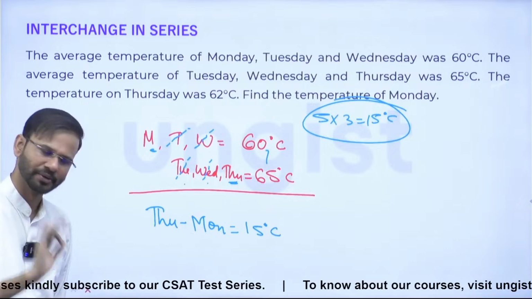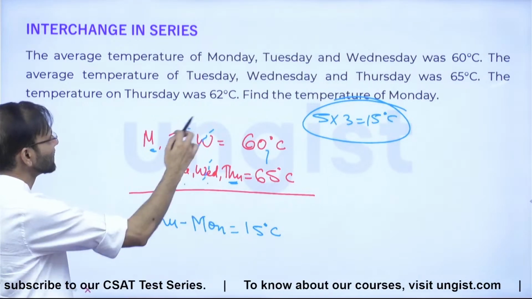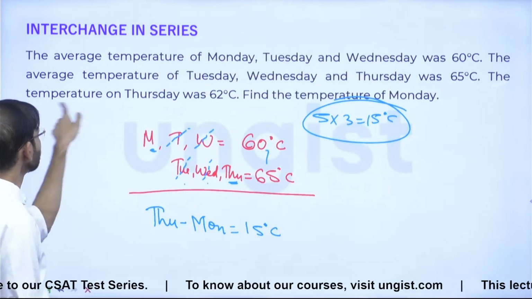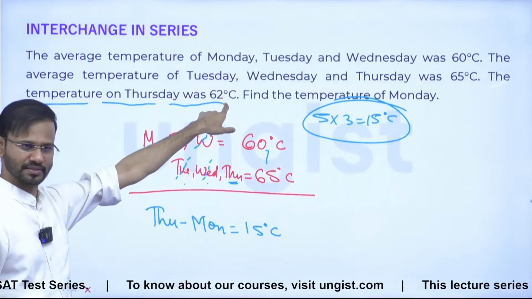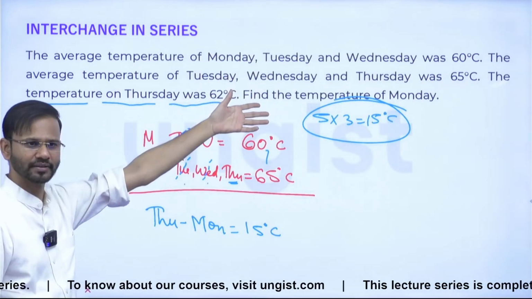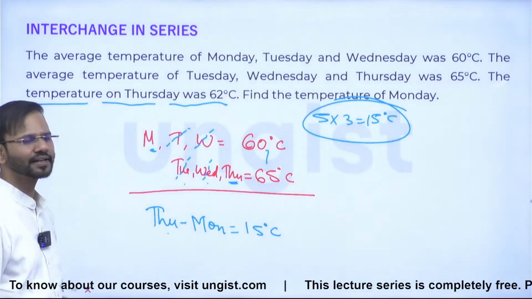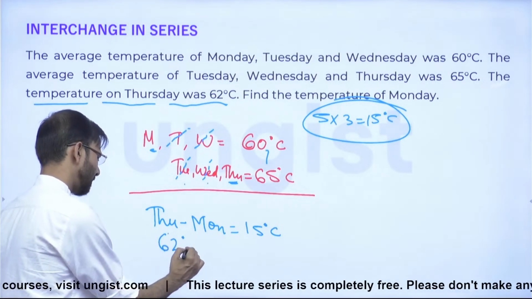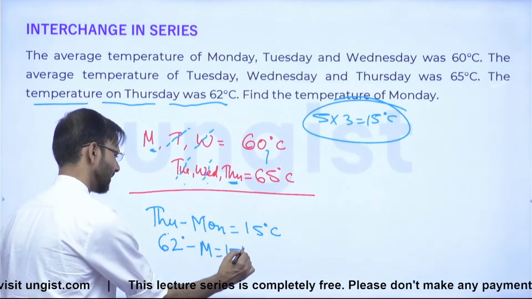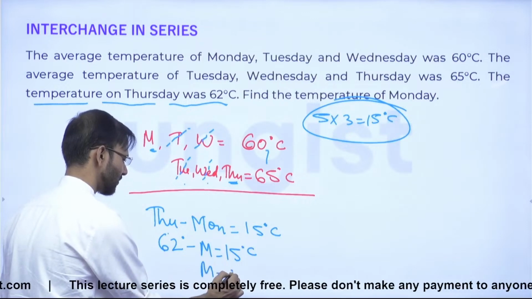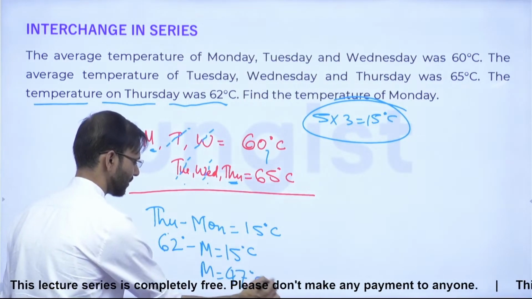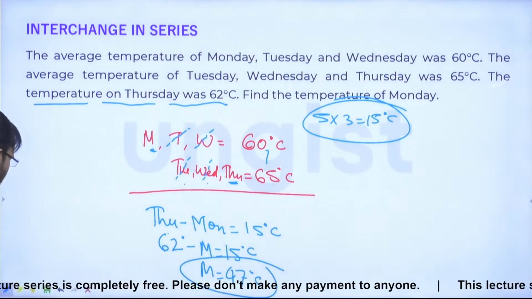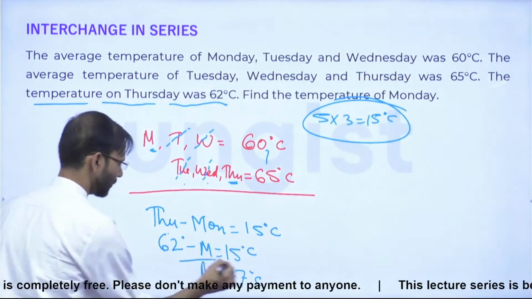Now, the question is saying the temperature on Thursday is 62 degrees Celsius. Then find the temperature on Monday, right? So put the value of Thursday here and get the temperature of Monday. So guys, this is 62 minus Monday is 15 degrees Celsius. So Monday is equal to what? 47. Guys, 47.